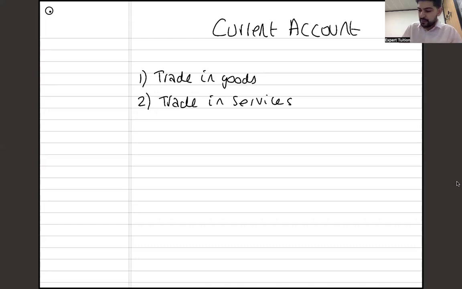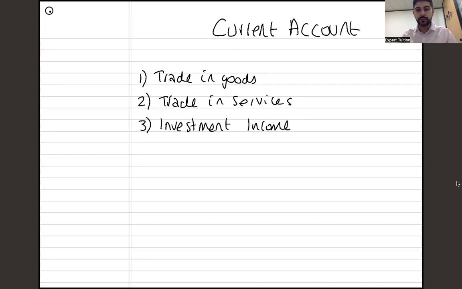That's number two. Number three. Now, sometimes you're taught this as primary income, and I don't mind this, but number three, the way I want you to remember it is called investment income. And I want to make sure that this actually makes sense. So investment income is essentially the rewards that you get for investments that you've made abroad.